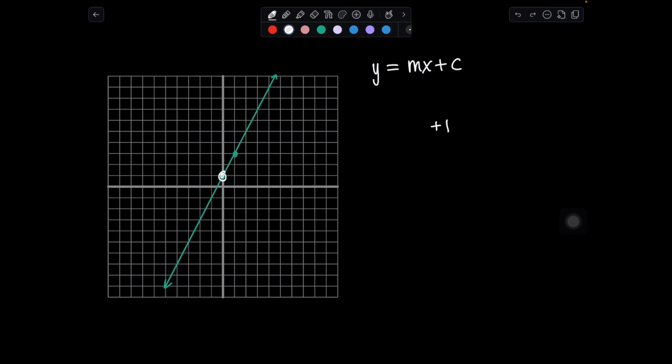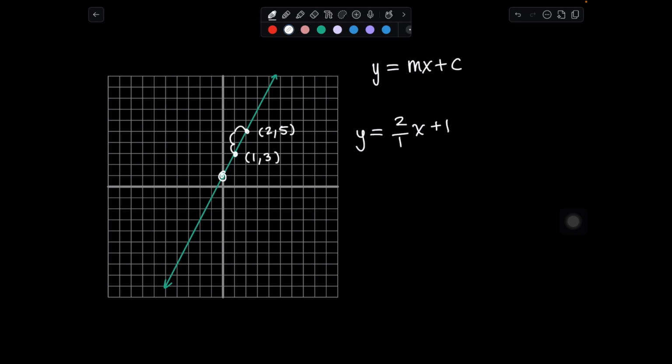Now to figure out the gradient, you just pick 2 points that are easy for you to look at. So I can pick this point here. That's 1, 3. And this point. This is 2, 5. Now what you can do is just count. You can just go, how much does it rise by? Rises by 2. And how much does it go across by? 1. So that's our gradient. And that's all you get.